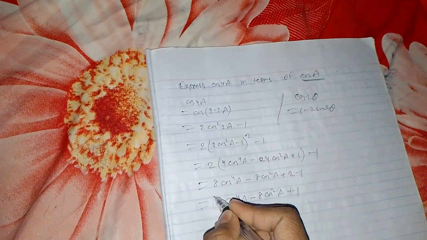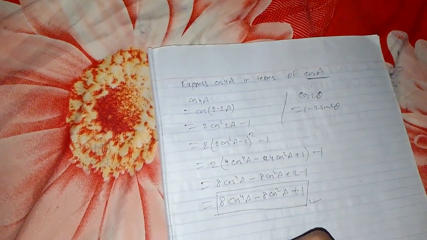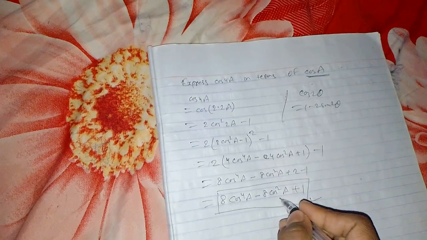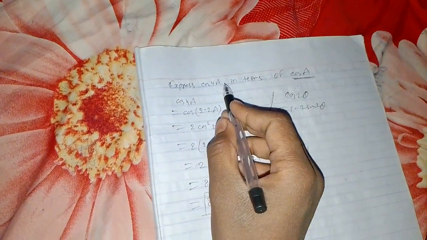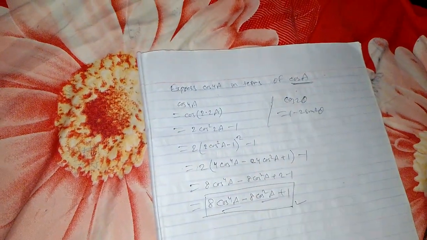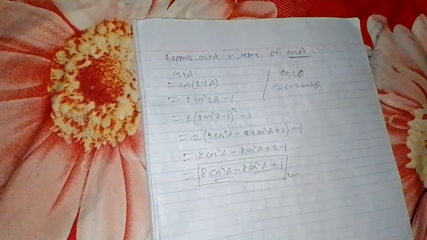So this was easy. Now this is changed into cosine. This is what we wanted to do. So we have expressed cosine 4a in terms of cosine a. This was an easy problem. It wasn't that hard. Let's move on to the next problem.